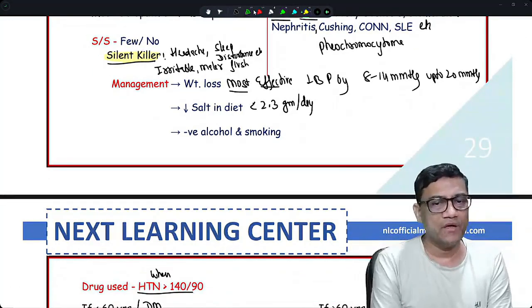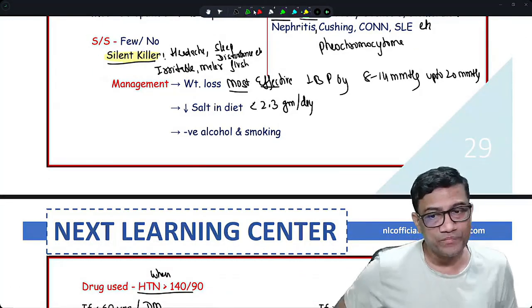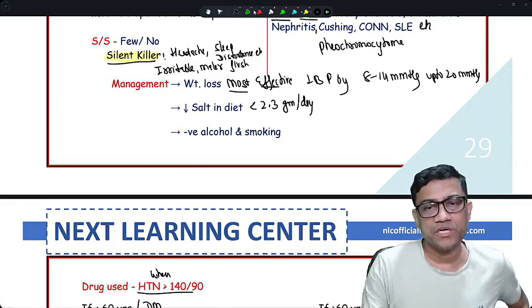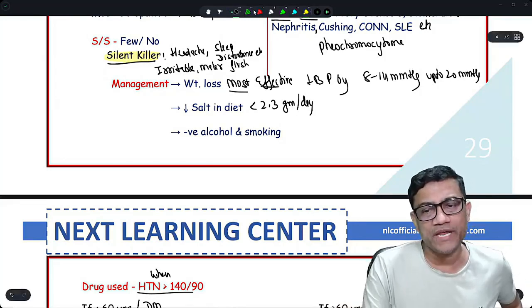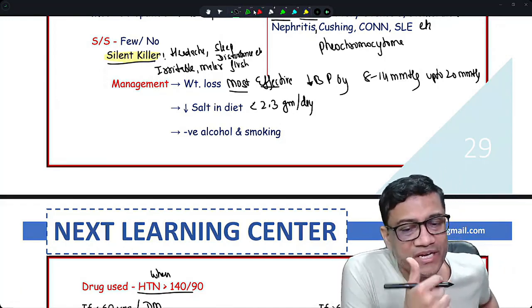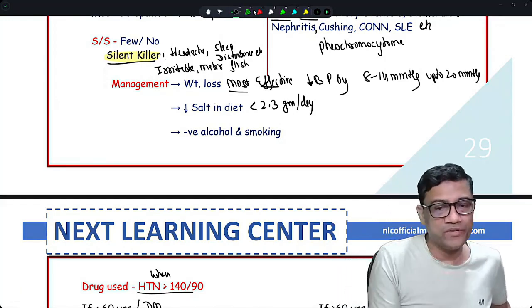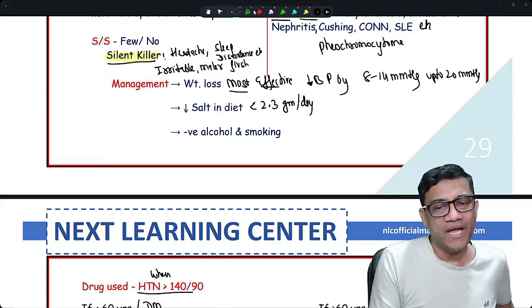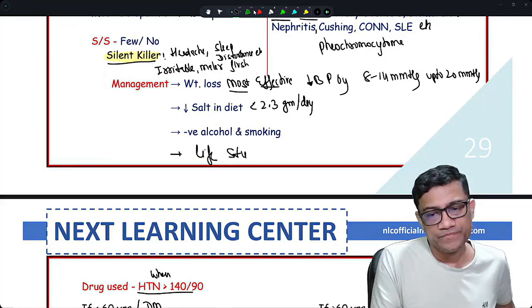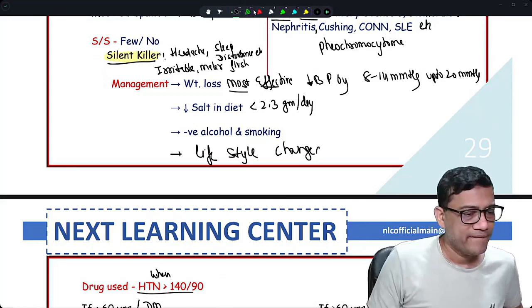Now, management. For management, what we can do? Most effective way to decrease the BP is weight loss. So weight loss karana, because obese people will be mostly diabetic also, and they are the ones who have hypertension also. Okay, then decrease the salt to less than 2.3 grams per day, and also stop the alcohol, and also lifestyle modification. Okay, so I hope it's clear.